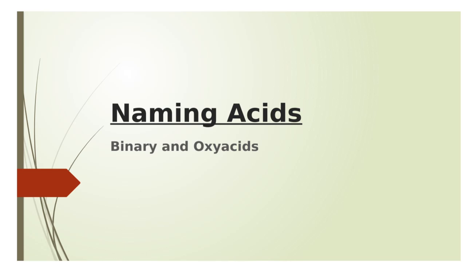Today's lesson is going to focus on acid nomenclature. And there are two types of acids that you need to be aware of and know how to name. One is called binary and the other is called oxyacids.